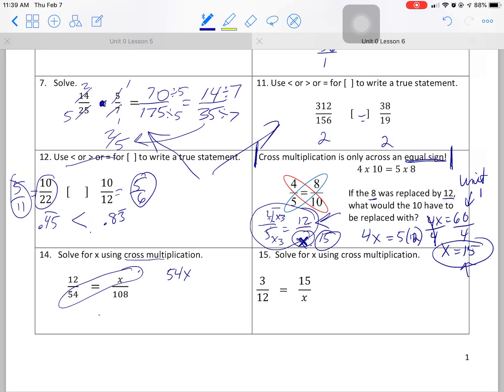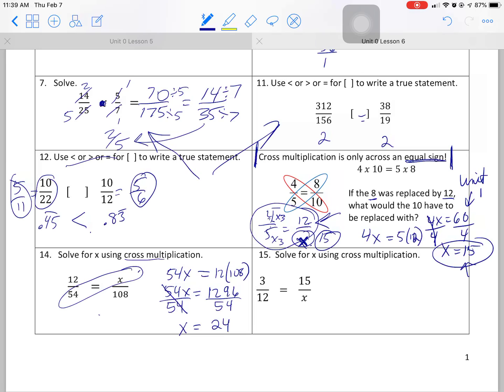So this would be 54x equals 12 times 108. 54x equals 12 times 108 is 1296. And then you divide by the same to get rid of it. You're allowed to do that. And whatever you do to one side, you do to the other side. So that gets us to 24.